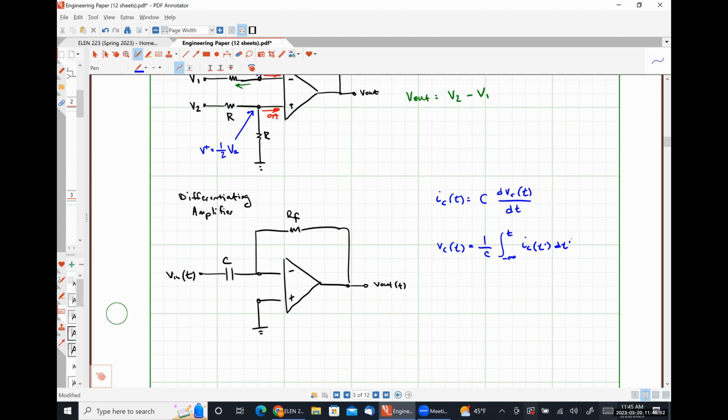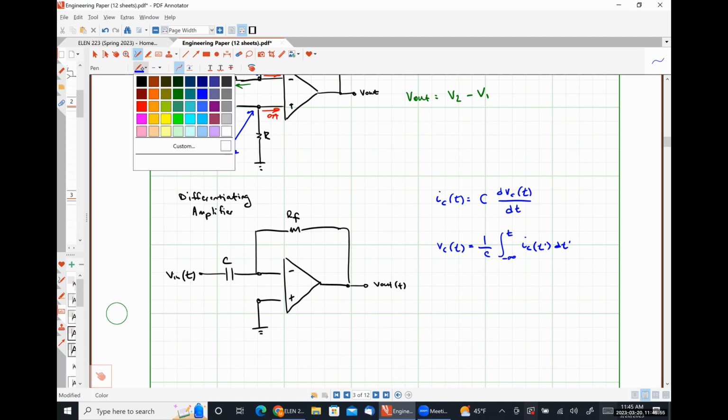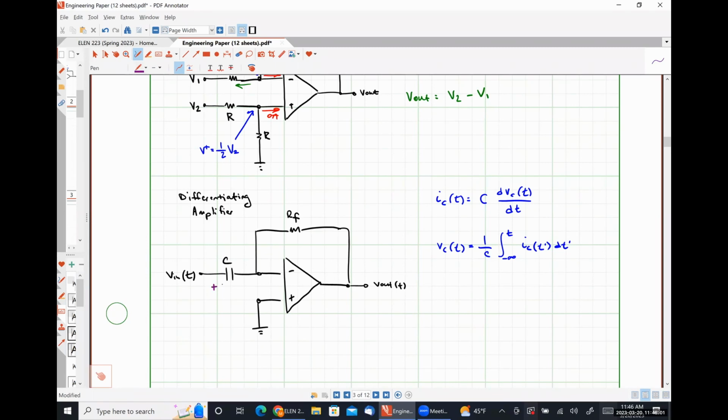I am going to call, let's see, what color haven't I used? I don't think I've used this one. The polarity of my capacitor voltage will be positive polarity on the left, like so. And my capacitor current will be directed to the right so that it's flowing into the positive polarity terminal of the capacitor. Right.